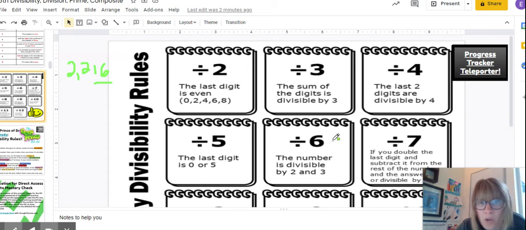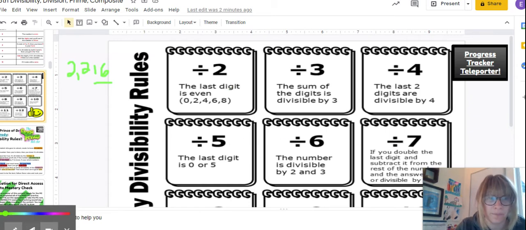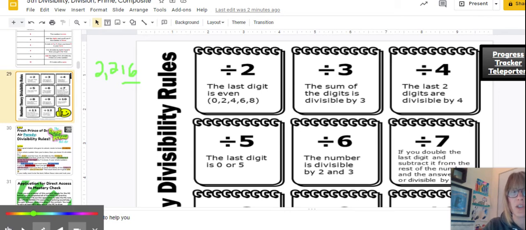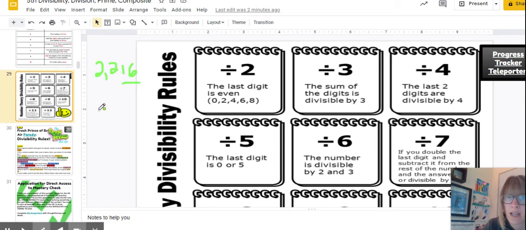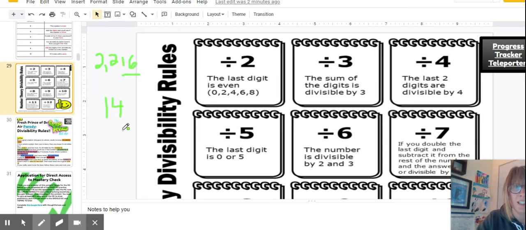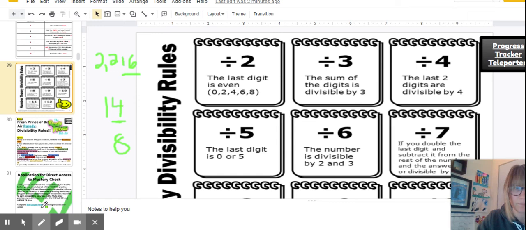So you can also think about 7s. That's a tricky one, and it's a little bit less used, but the idea is that if you have a number, like we'll just take the number 14 for now to keep it simple, you double the last digit. Our last digit is 4 here. If we double that, we get 8, and then you subtract it from the rest of the number, and the answer is either 0 or divisible by 7. So if you take 8 minus 1, you get 7. So that means that 14 is divisible by 7.